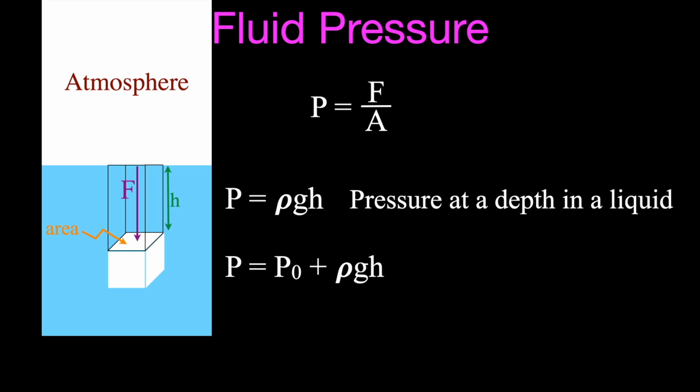P0 is the pressure from the atmosphere. Sometimes you'll see a PA, or maybe you'll see something else, but we're going to use P0. So all we're going to do is add that to the pressure from the liquid. So the total pressure is simply the pressure from the atmosphere plus the pressure from the liquid. Okay, so that is the equation that we're going to use in this video when we talk about kilopascals.